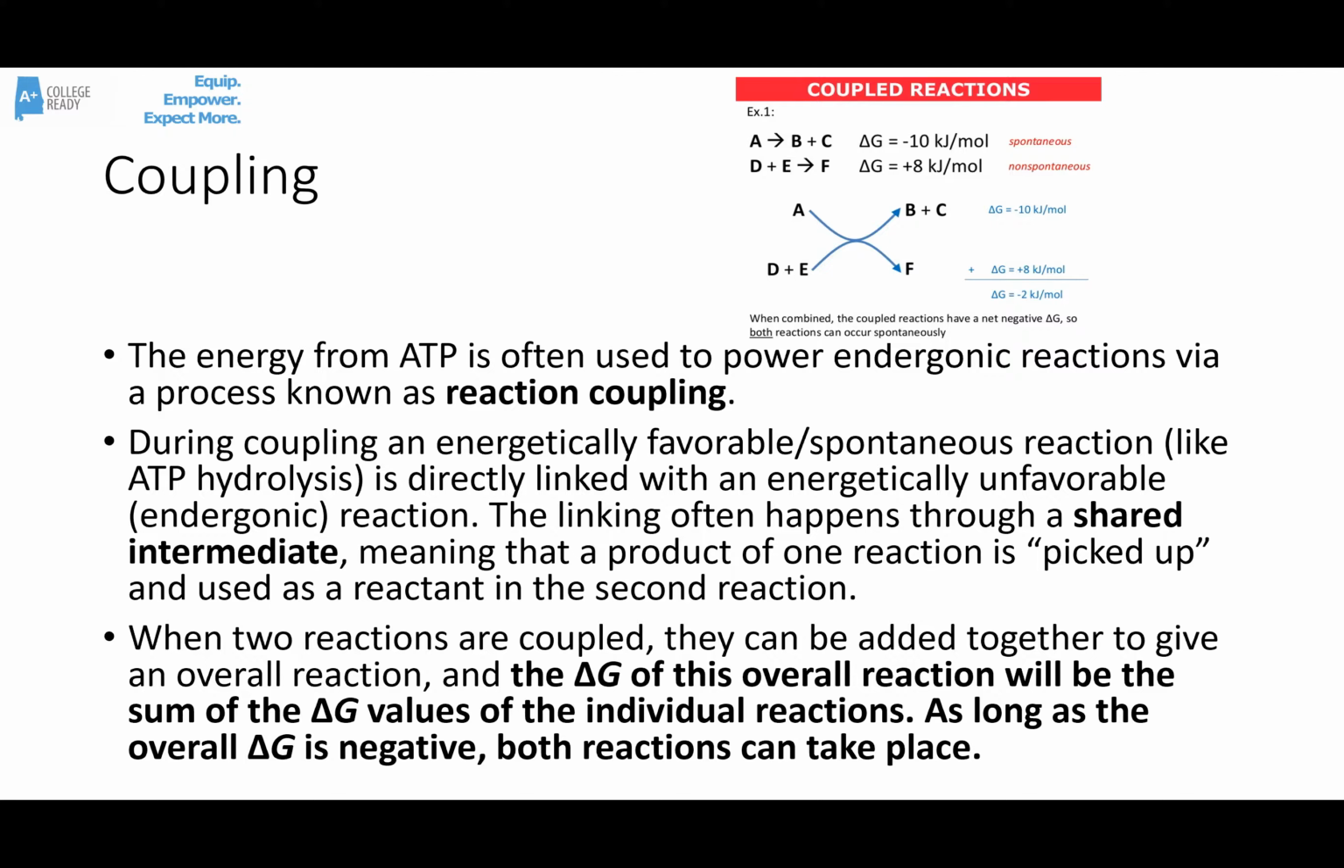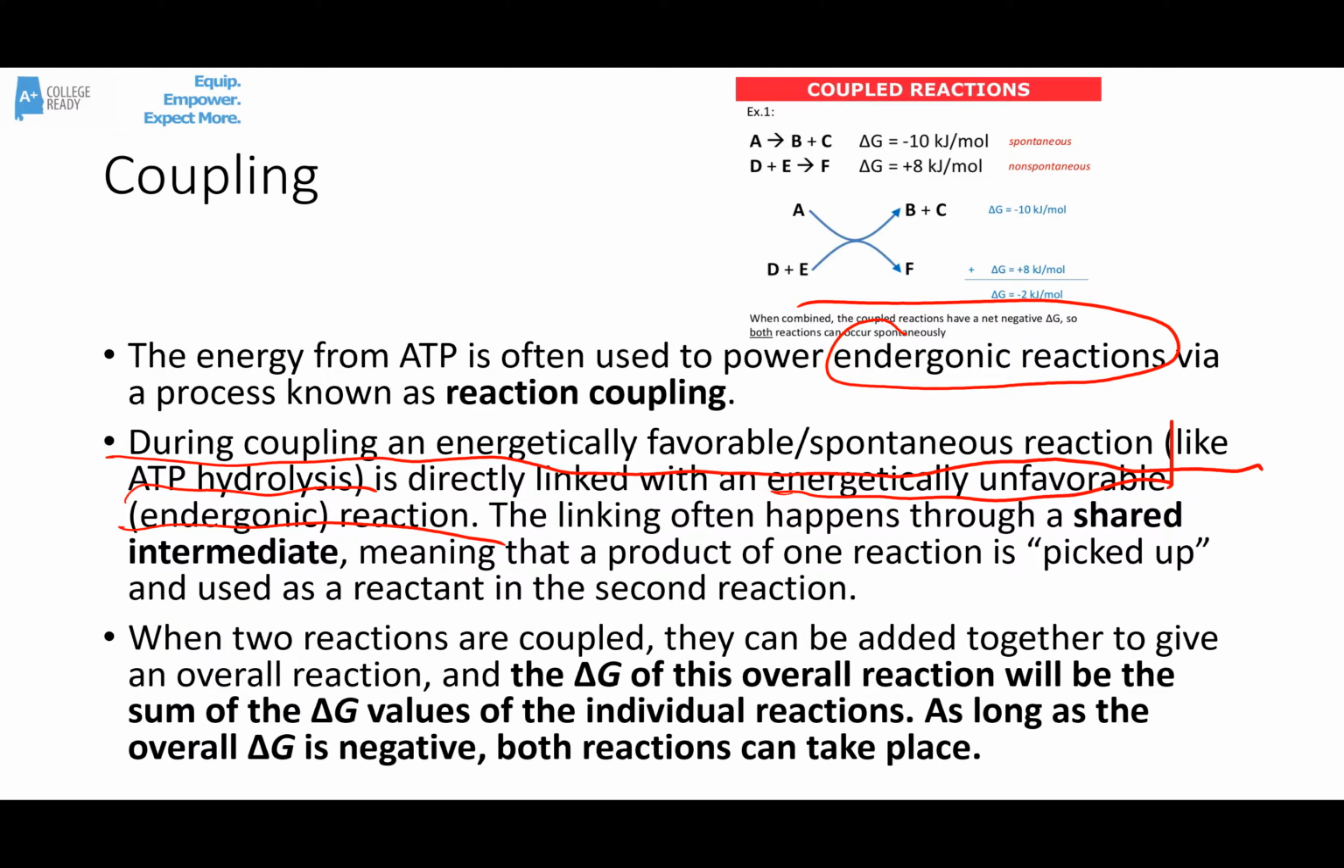The energy from ATP is often used, as we said earlier, to power endergonic reactions. And typically what that means is that these two reactions happen together. They happen in a pair. So the hydrolysis of ATP is going to release energy. The endergonic reaction is going to absorb that energy. So as it says here, during coupling, an energetically favorable spontaneous reaction, like ATP hydrolysis, is linked with an energetically unfavorable endergonic reaction.